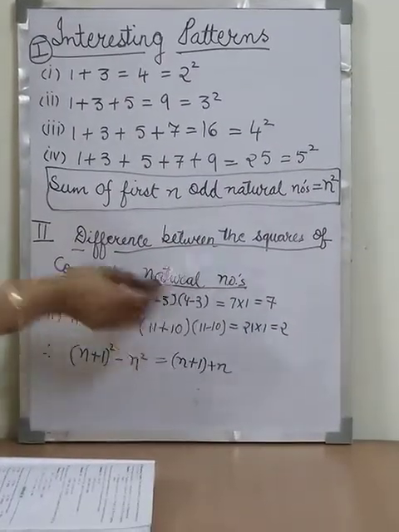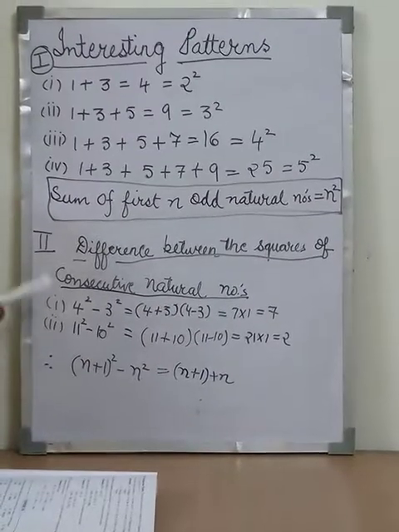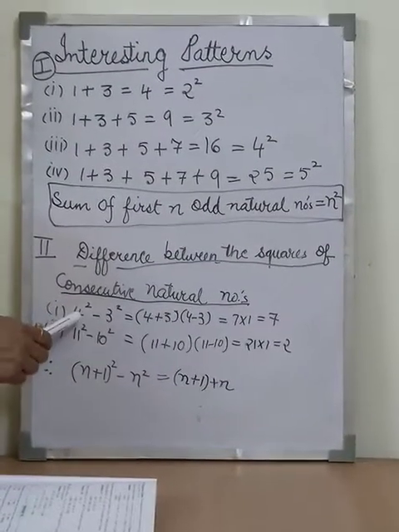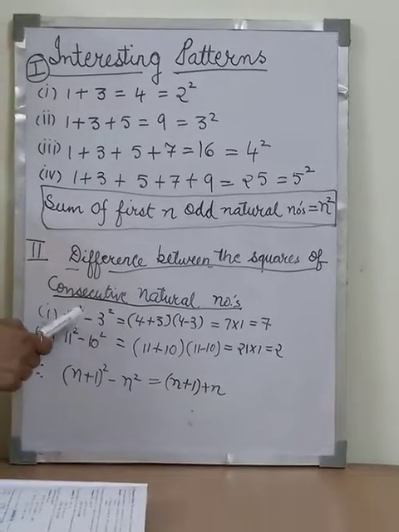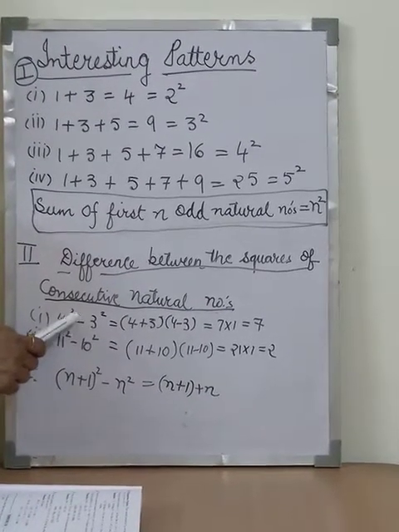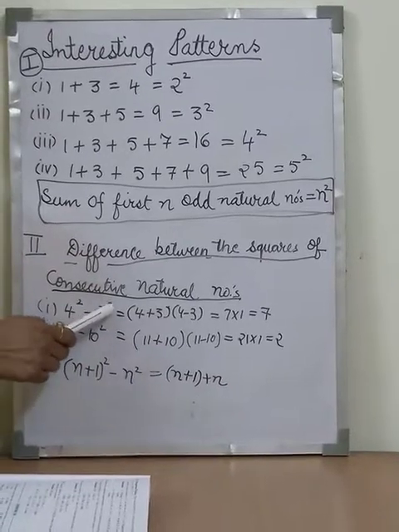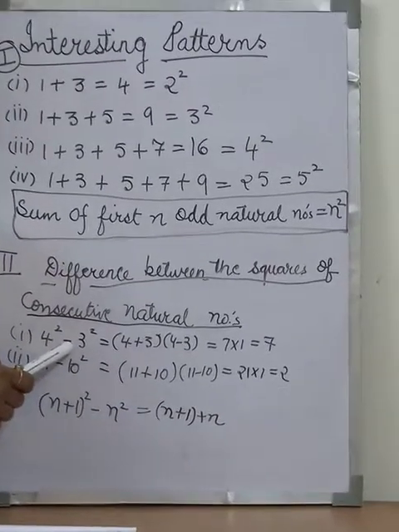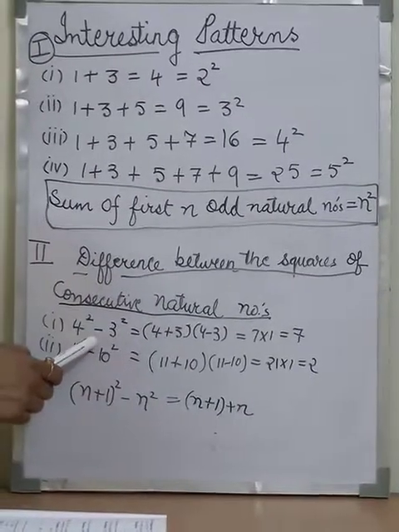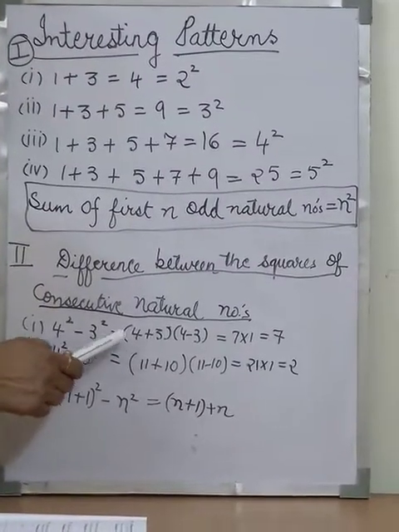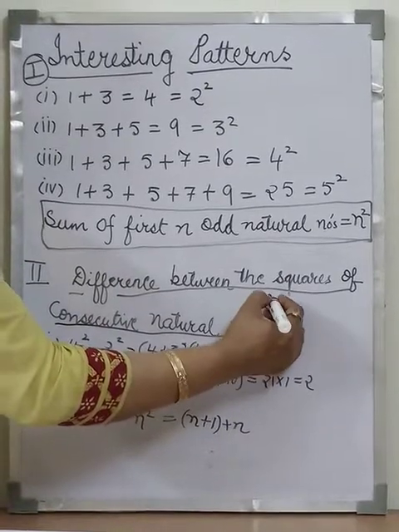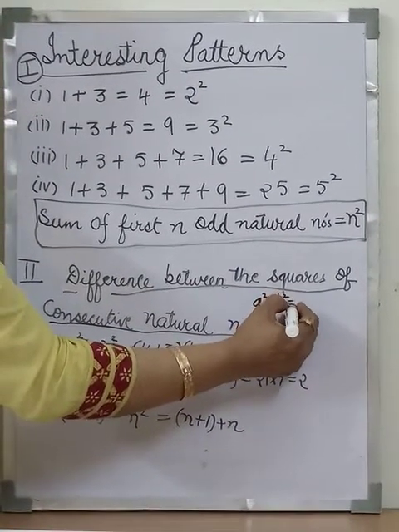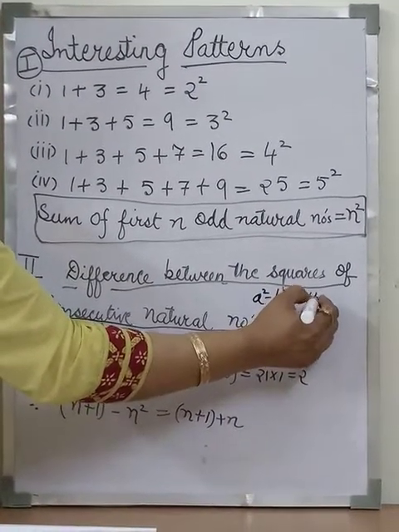consecutive natural numbers. We take any two consecutive natural numbers. I have taken 4 and 3. 4 and 3 are consecutive numbers, and I am taking the difference of their squares. These are their squares, and the minus sign shows that we are taking the difference. We know the formula. What is the formula? a squared minus b squared is equal to (a plus b) times (a minus b).